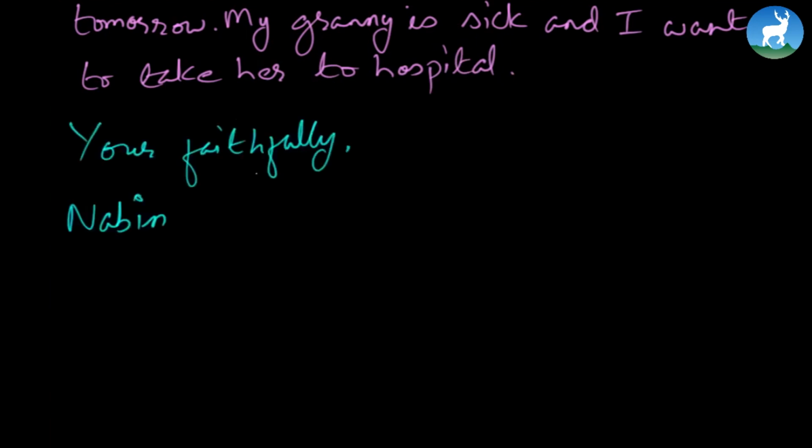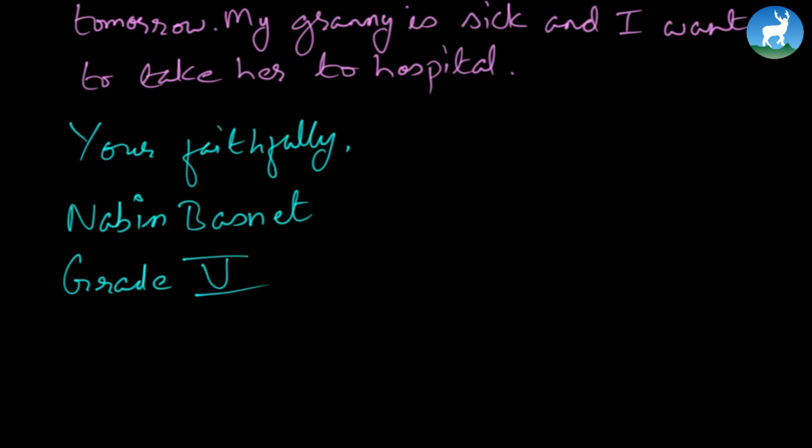My granny is sick and I want to take her to hospital. And that is the closing of the letter. Yours faithfully, Nabeen Basnet, a student of grade 5. So it's a letter written by Navin Basnet of grade 5 to his principal requesting her to grant him a leave. See, that's a very wonderful thing. He's about to be absent and he's writing a formal letter, to his principal requesting her for a leave.